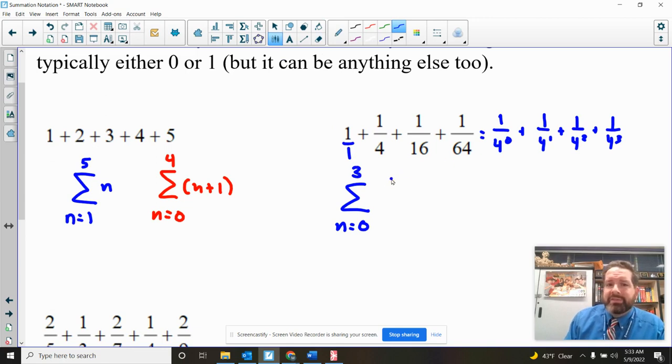And then what I have is 1 over 4 to those powers. So 1 over 4 to the 0 plus 1 over 4 to the 1, the 2, and the 3, and then we stop.